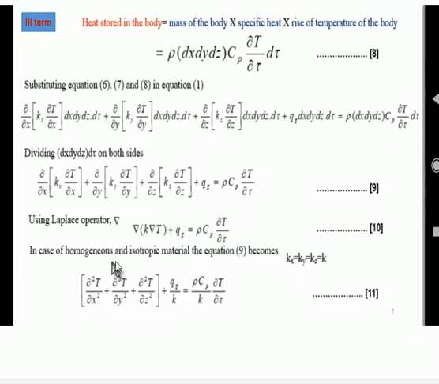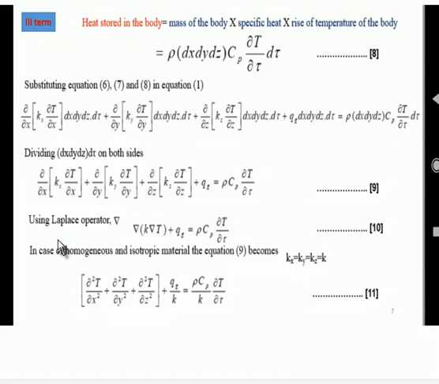In case of homogeneous and isotropic material, equation 9 becomes as follows. Already in our assumptions, the element we consider is of homogeneous and isotropic material. Then the thermal conductivity is the same because the material is the same. So kx is equal to ky is equal to kz, and we just take it as k. The thermal conductivity is the same.